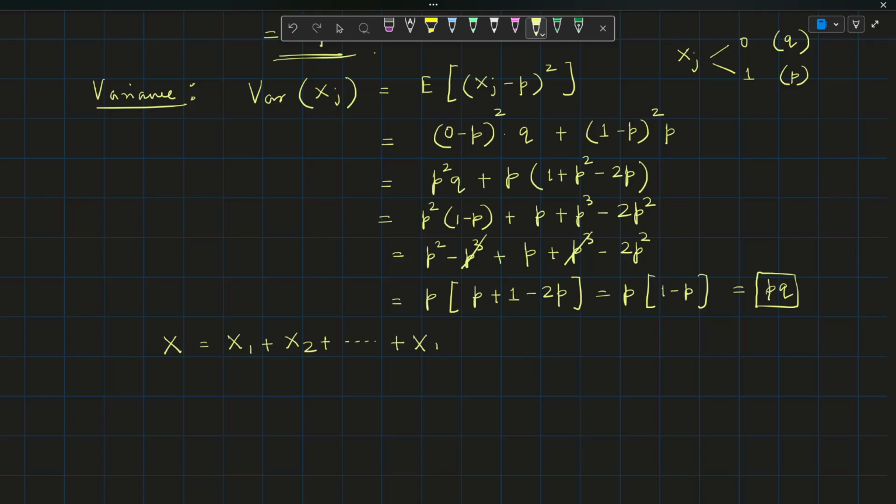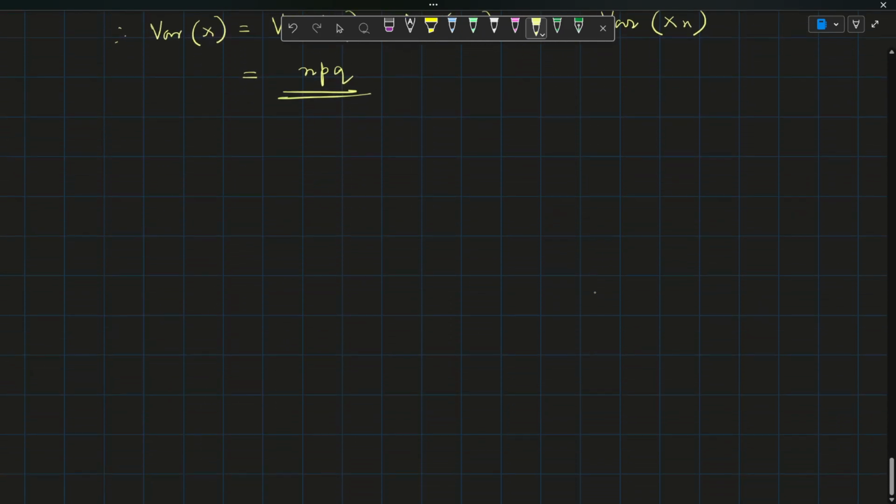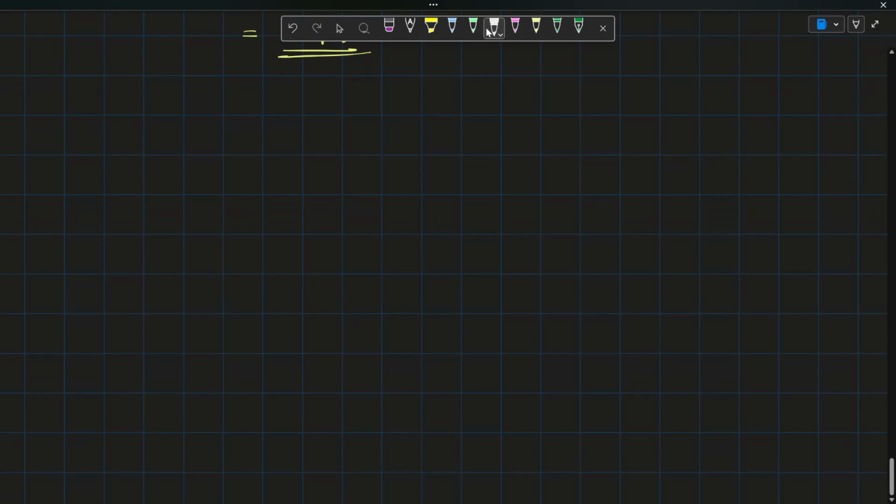So X is X1 plus up to Xn. The variance of X is the sum of the variances of the individual Bernoulli trials, and there are a total of n elements, so npq. Again, I will reiterate, the mean and variance of a binomial distribution should be remembered as a formula, and the previous problem just shows the proofs.